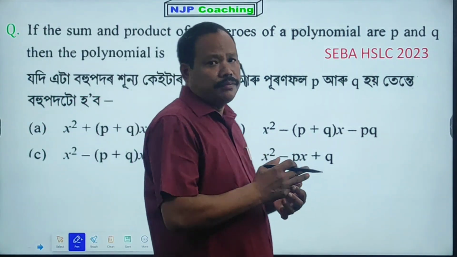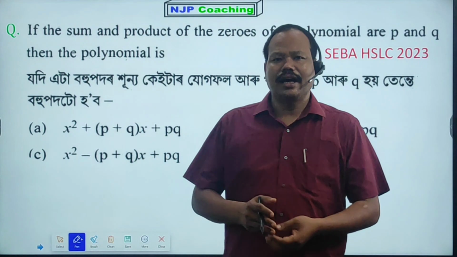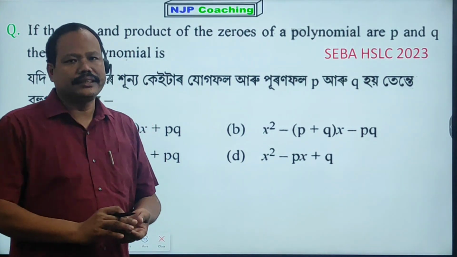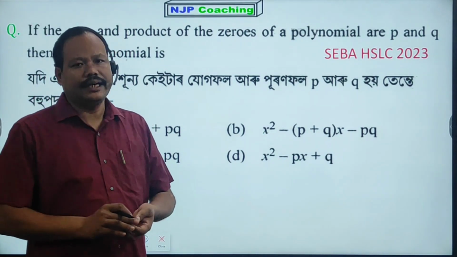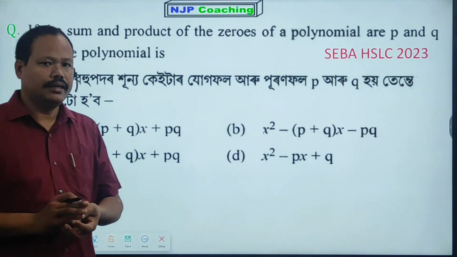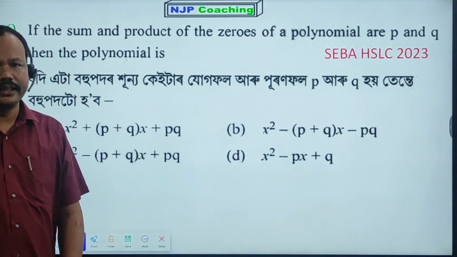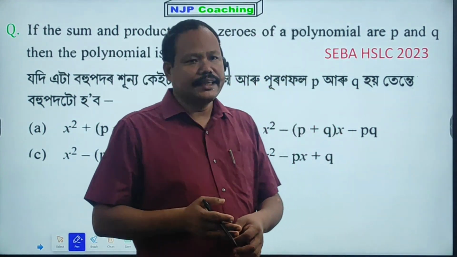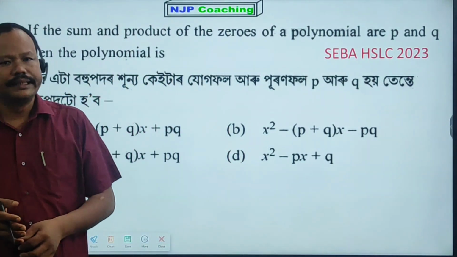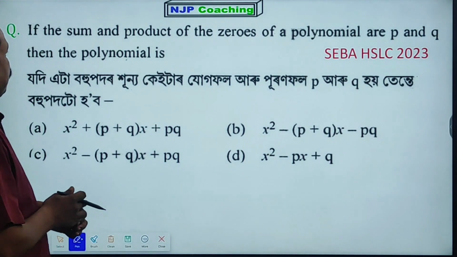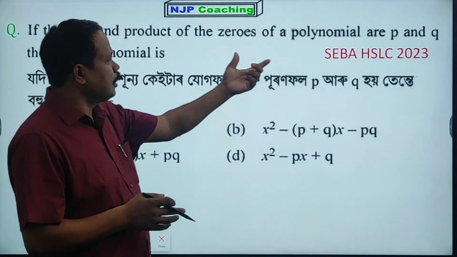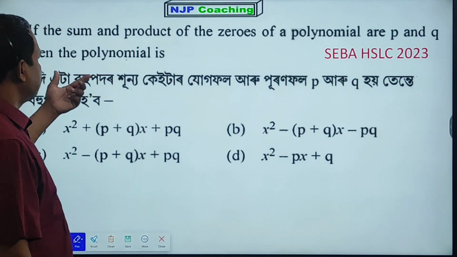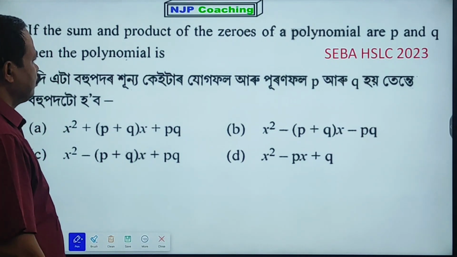If the sum and product of the zeros of a polynomial are p and q, so we know that if the polynomial is in the standard form, that means ax square plus bx plus c, that is a quadratic polynomial. So sum of the zeros is equal to minus b by a and product of the zeros equal c by a. Now sum and product of the zeros are given, p and q.